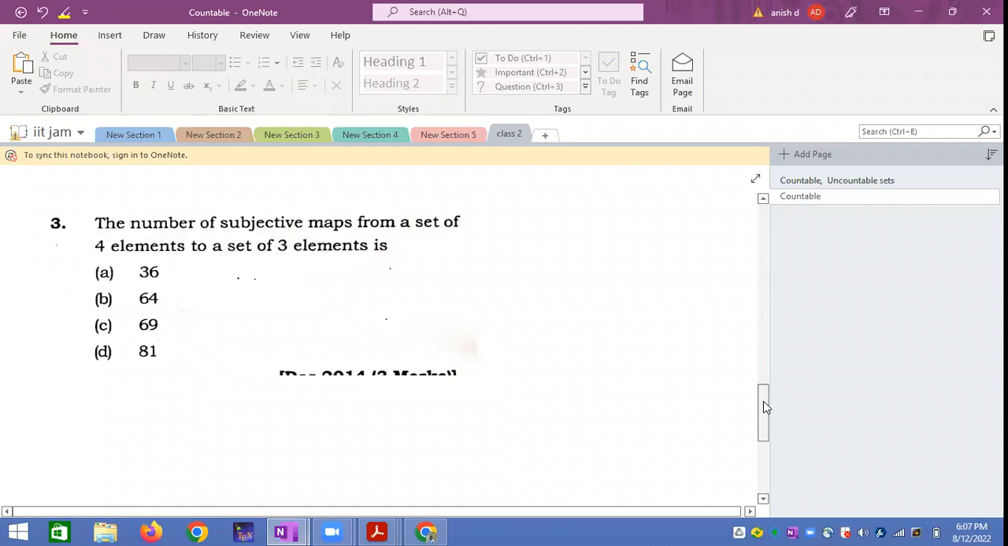His screen is visible to everyone? Yes, sir. Okay, put it in the chat box. And if you want to give any response, put it in the chat box. I will see it in the chat box. Okay.